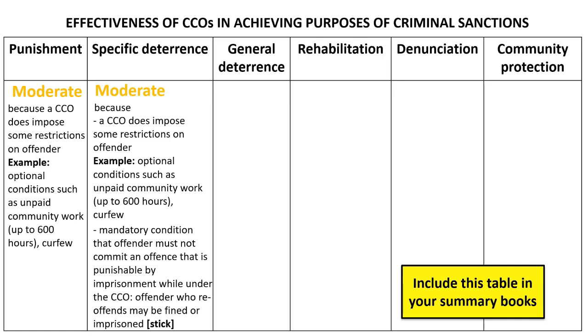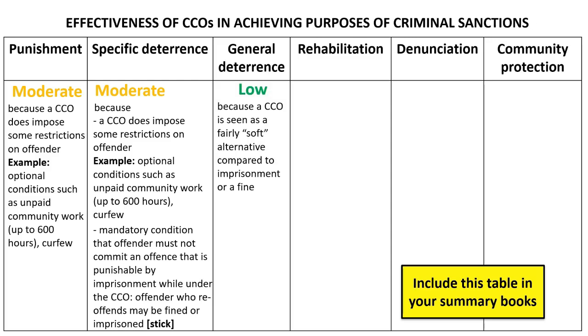The purpose of this stick is to achieve specific deterrence by discouraging the offender from committing further offences. However, as with punishment, a community correction order is only moderately effective at achieving specific deterrence because it does not impose on the offender consequences that are as severe as the consequences of imprisonment. In other words, a community correction order is not likely to be as effective as imprisonment at achieving specific deterrence.